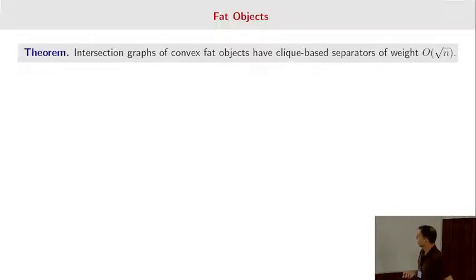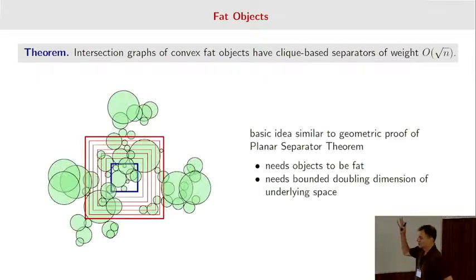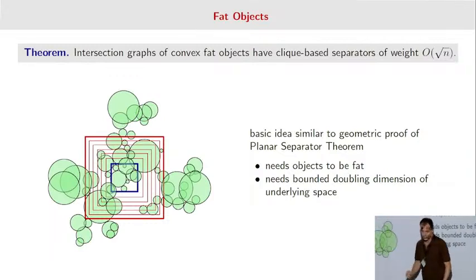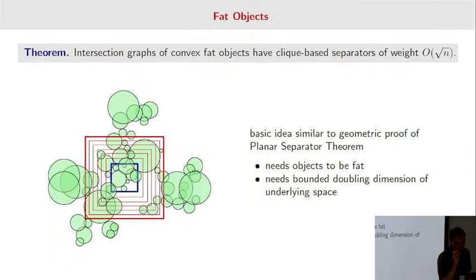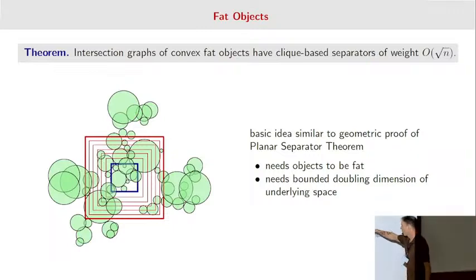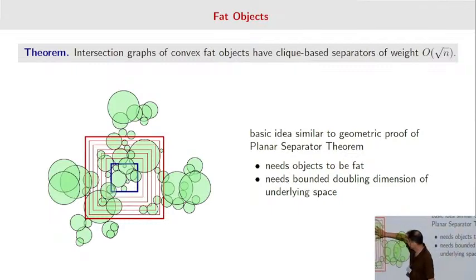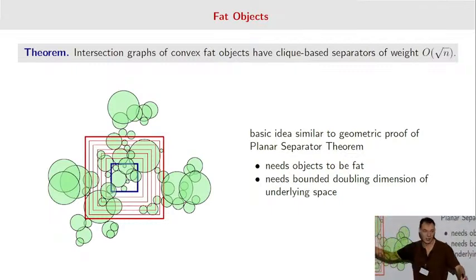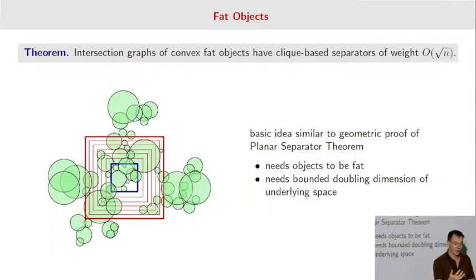Okay, so let's see, how do we construct these clique-based separators? Well, we already saw that if the objects are fat, let's say disks, then essentially we can reuse the old proof. This uses several things. The objects need to be fat, because there's some kind of packing argument: if I have too many of these objects, then they must start intersecting, and therefore I have large cliques.